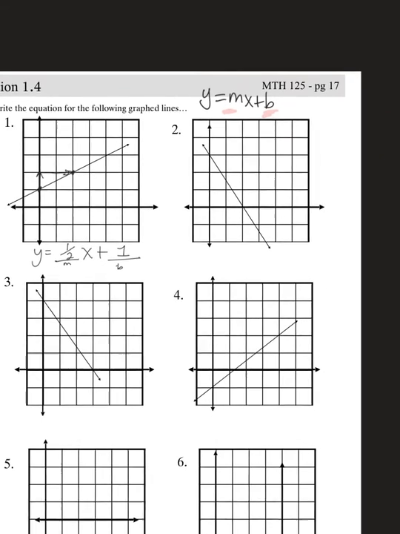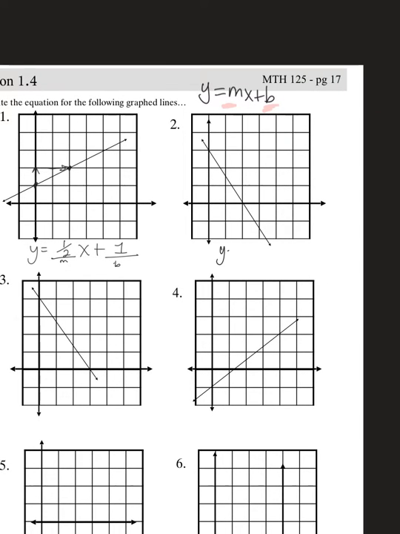Try number 2. Again, y equals blank x plus blank, and remember that the slope gets paired with the x. My y-intercept here is +3. My slope, let's see, rise 3, run 2 units in the negative direction, so it's 3 over -2, and yes, you can leave your fractions improper and ugly, and it's okay.